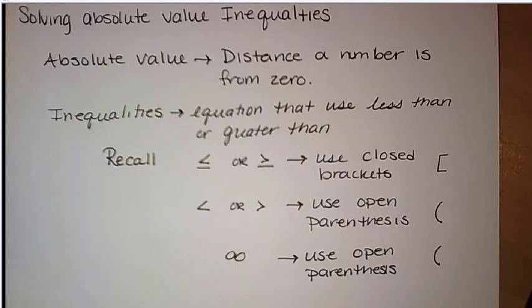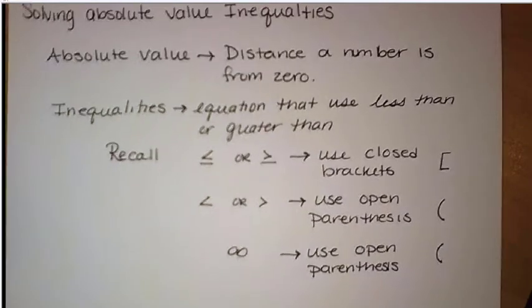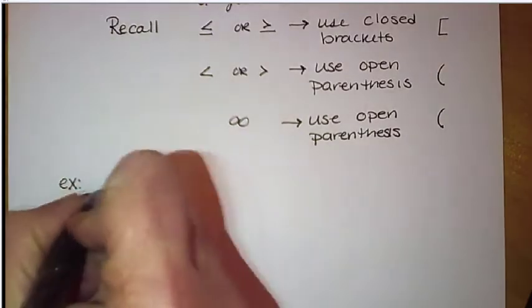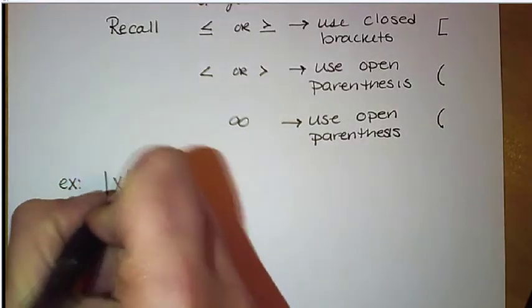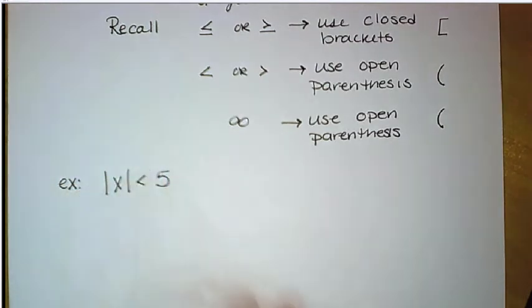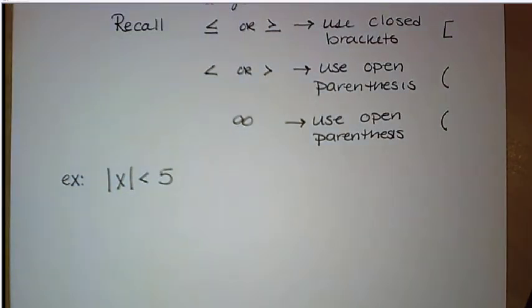So what I wanted to do to start off with is just go over a couple of examples with some numbers and talk about how to graph them and how to write them in interval notation, because that can be a little bit confusing when we're dealing with absolute value inequalities. So I wanted to start off, for example, looking at the absolute value of x is less than 5. And we're going to start this off by actually doing a number line.